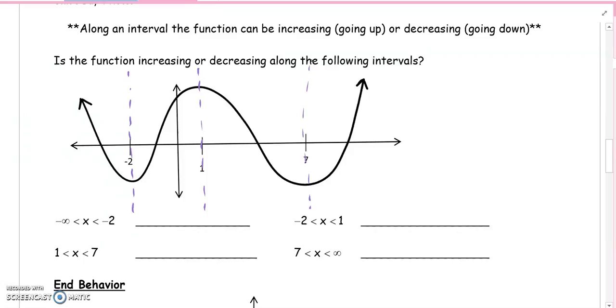Now, to figure out if it's increasing or decreasing, the easiest way is to start at the left side of that interval. So I'm going to start over here, and then draw an arrow that follows the graph to the right. We can see this arrow is going down, so that means that part is decreasing.